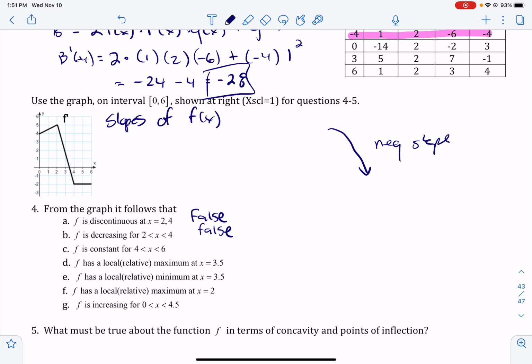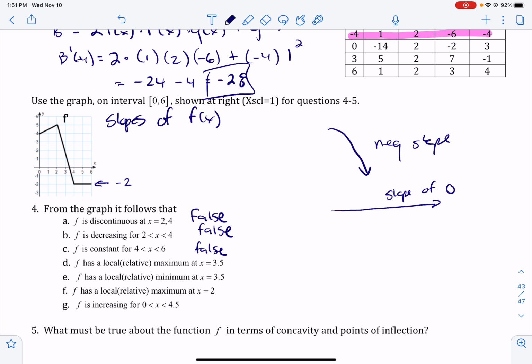So part C: f is constant from 4 to 6. If my original function is constant and not going up or down, I would have a slope of 0. But from 4 to 6, I have a slope of negative 2. Even though f prime is flat, my original function has a constant slope of negative 2. So that one is also false. I'm noticing a pattern here.